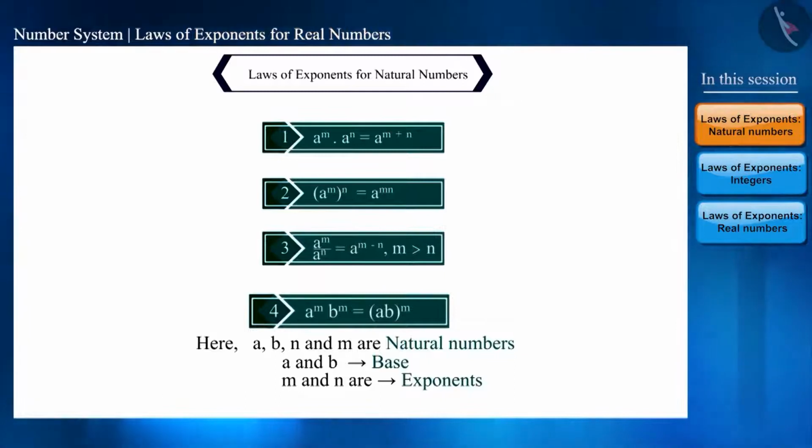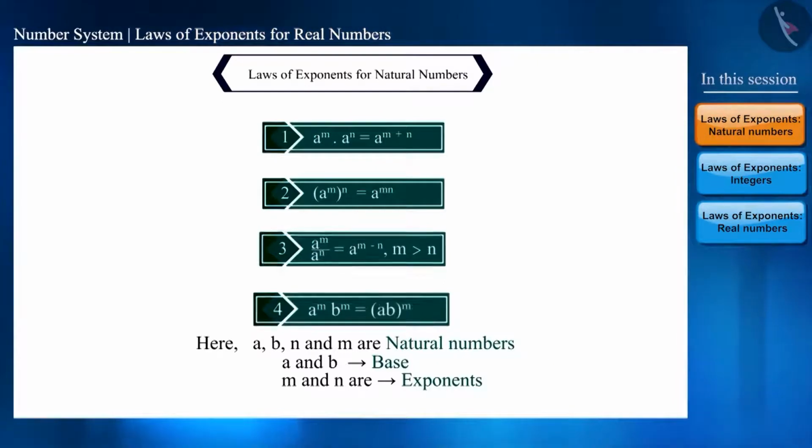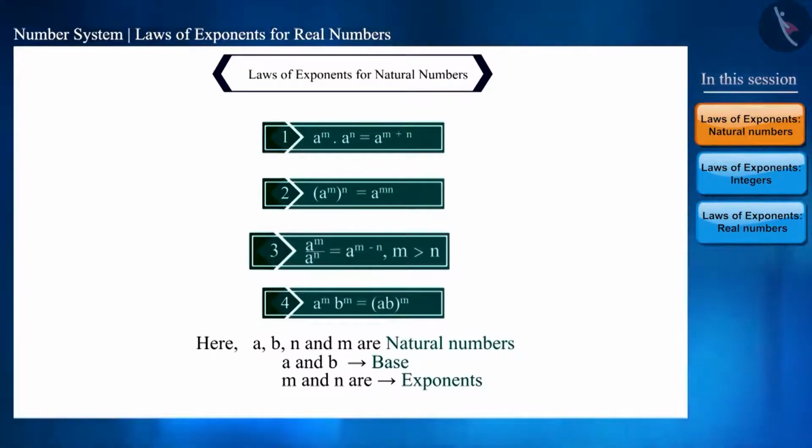As per the last rule, if the bases are different but the exponents are the same, then multiplying them gives the number to be written in this manner. Friends, have you noticed the third rule? There is a condition here. m is greater than n. That is, m must be greater than n.